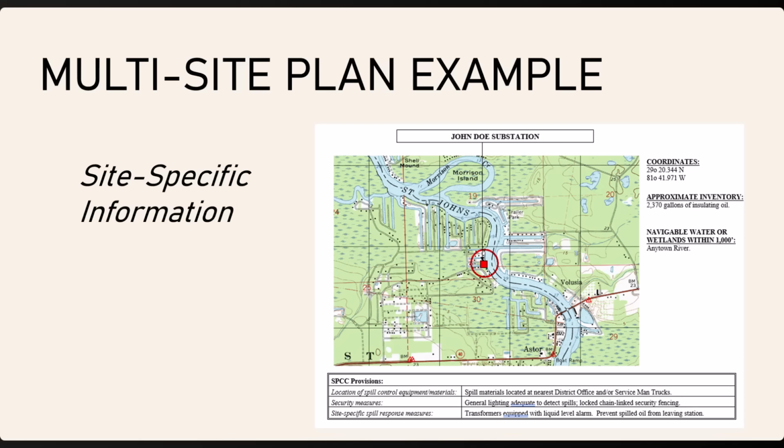Site-specific information can also include such things as the coordinates of the site, because site addresses can be misread, the number of oil-filled transformers and the volume of oil in these transformers, and the approximate distance of the facility to the nearest water body.